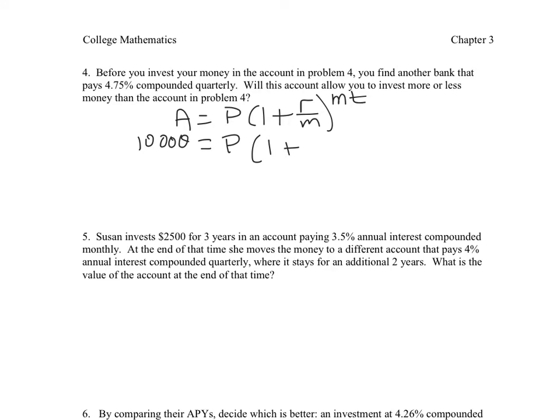If we're now investing at 0.0475, because that's my interest rate in decimal form, divided by the word that follows compounded, which is quarterly. And that means there are 4 quarters in a year. You can think of it the same way as there are 4 quarters in a dollar. And then my exponent will be 4 times 5. Because we still are trying to end up with $10,000 in 5 years.